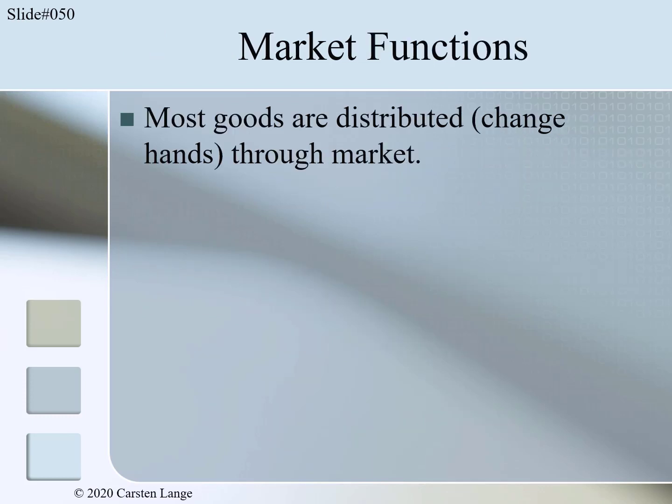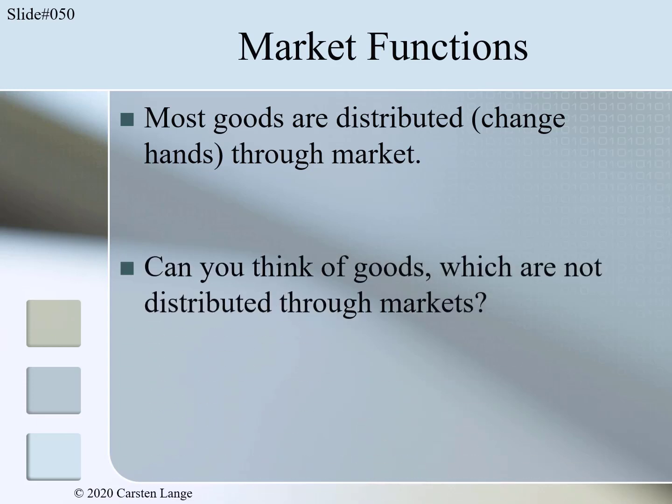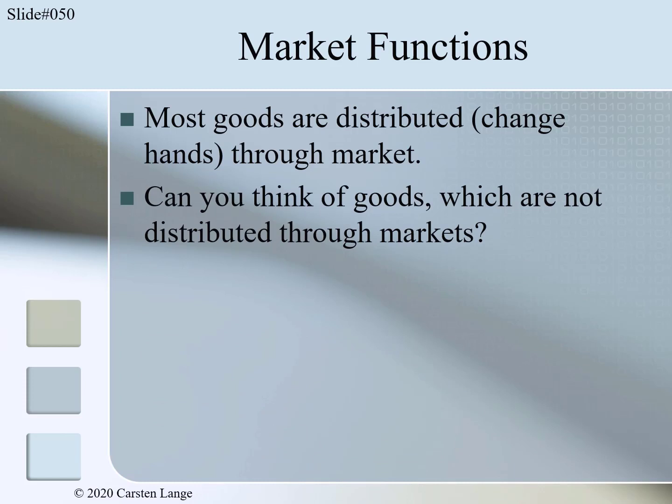Why do we need markets? The main function of markets is to distribute goods and services. Distribution of goods and services actually means that goods and services change hands. Just like on a farmer's market, potatoes would change hands from the farmer to the customer. Can you think of goods which are not distributed through markets?